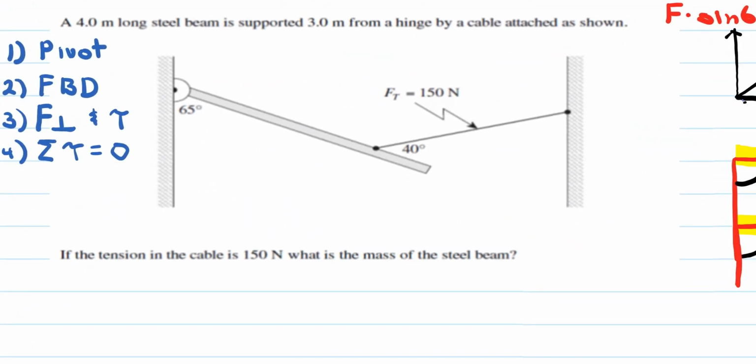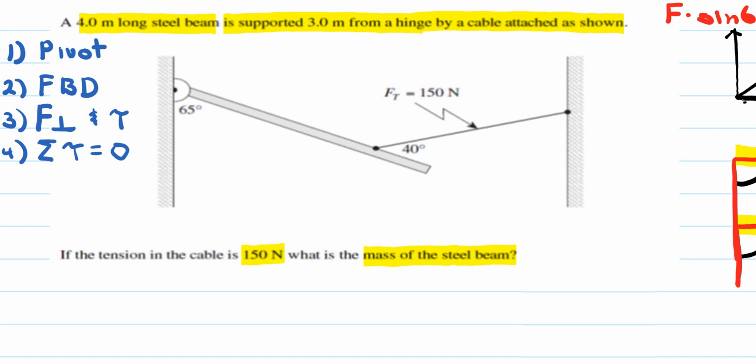Okay, so if I go over this problem now, we have a 4-meter long steel beam, and it is supported 3 meters from a hinge by a cable attached as shown below. If the tension of the cable is 150 newtons, we want to find the mass of the steel beam.